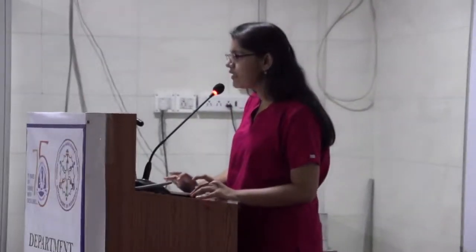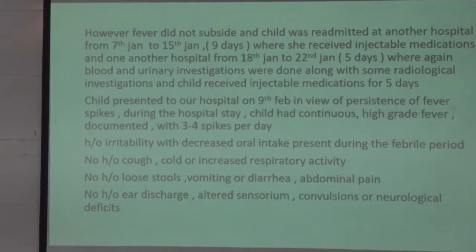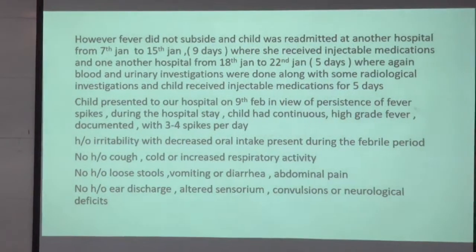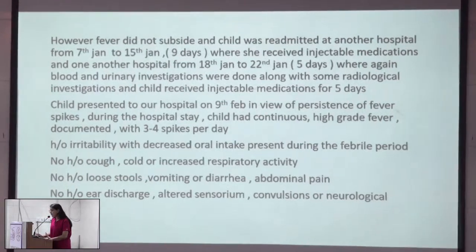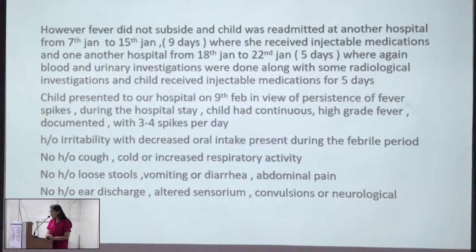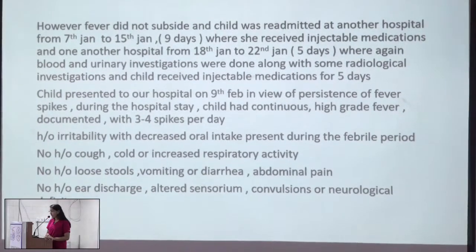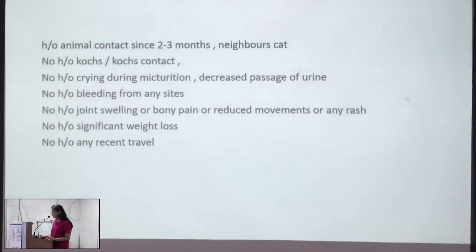For the complaint of fever, the child visited multiple hospitals and was given IV antibiotics in all 3 hospitals. The symptoms were not relieved, so the child was brought to our center. During the hospital stay at our center also, the child had continuous high-grade fever, documented with 3 to 4 spikes per day. So what is your provisional diagnosis?